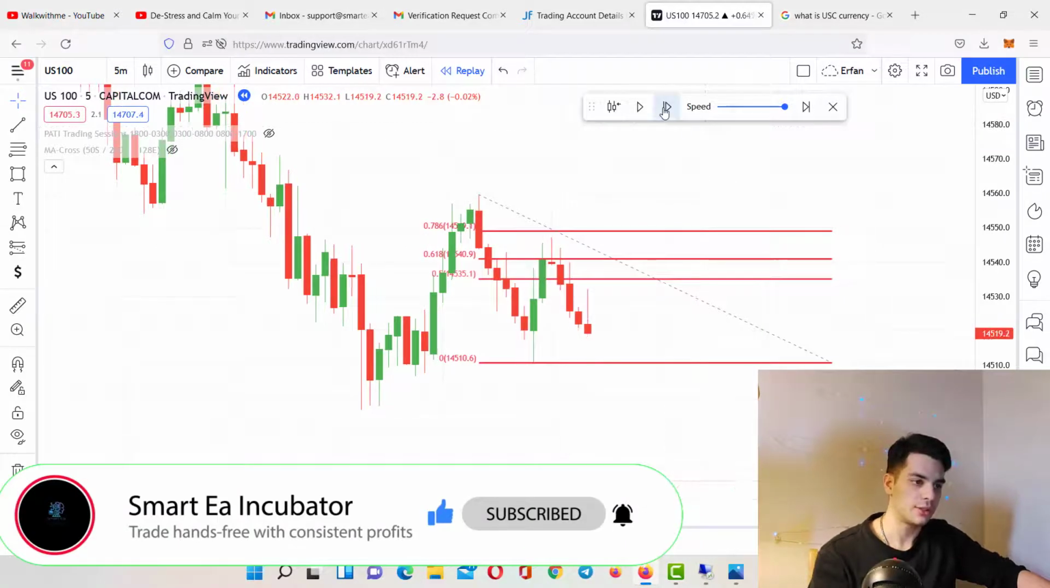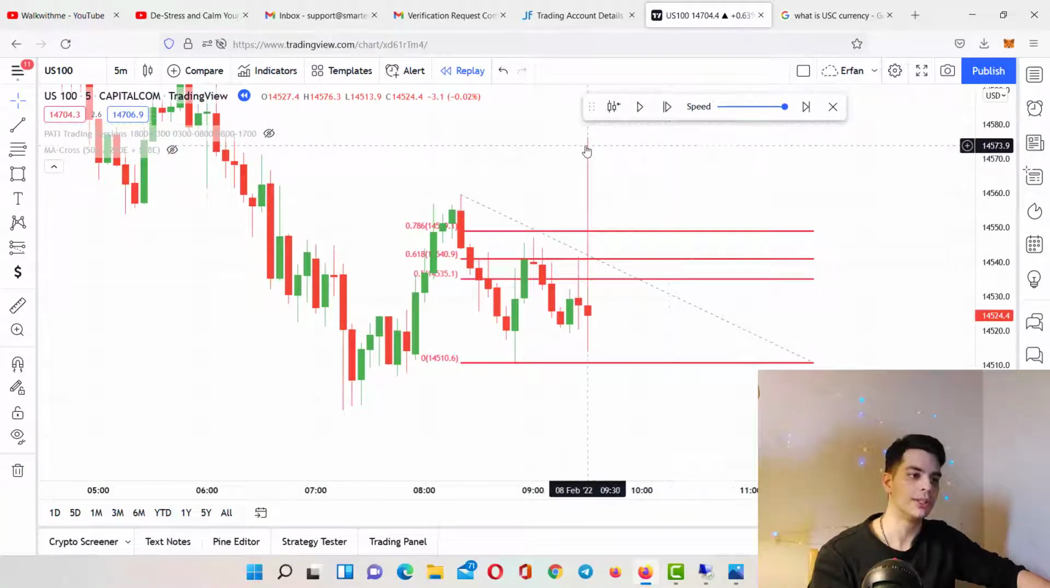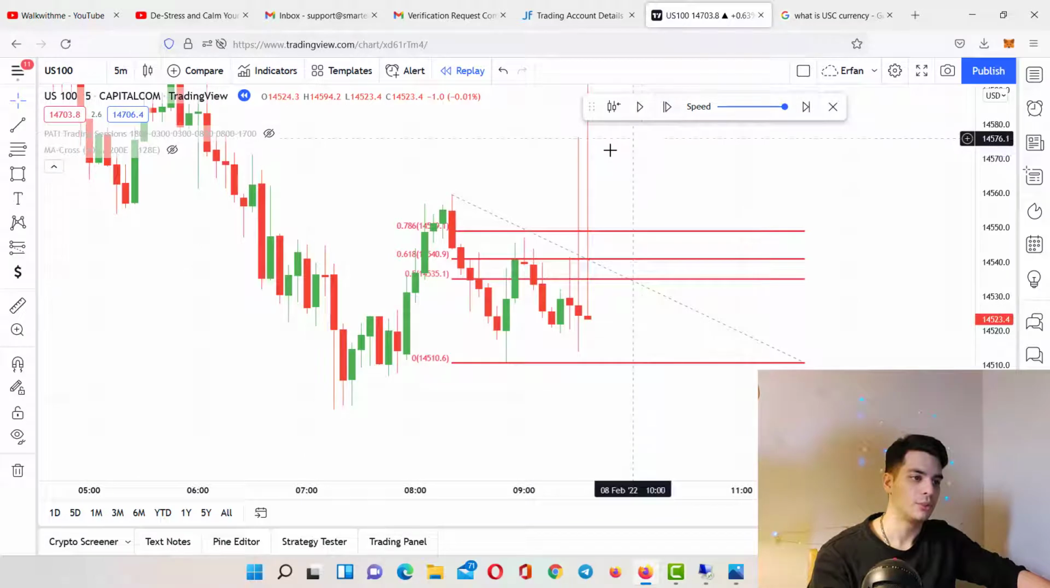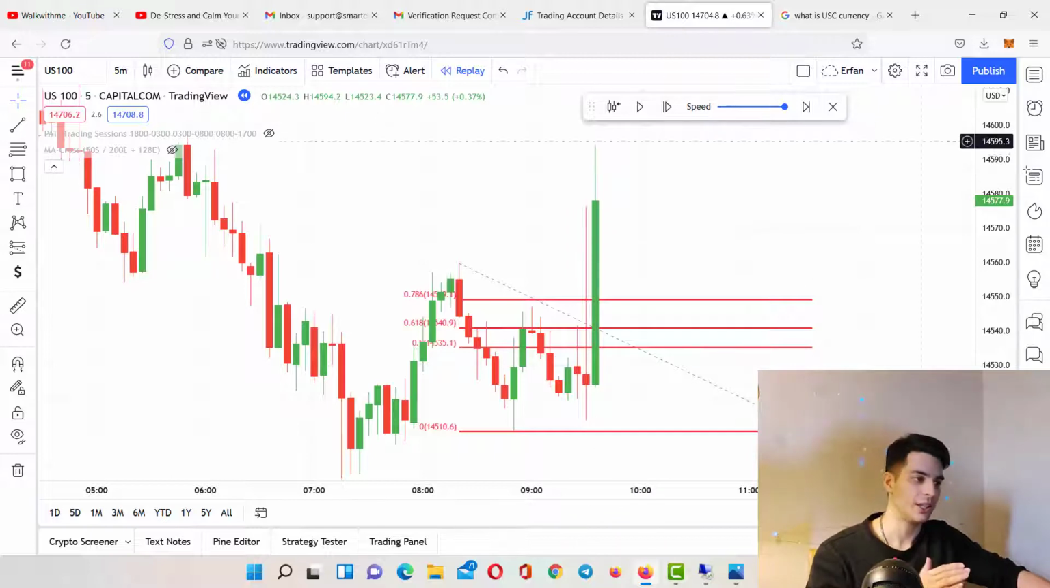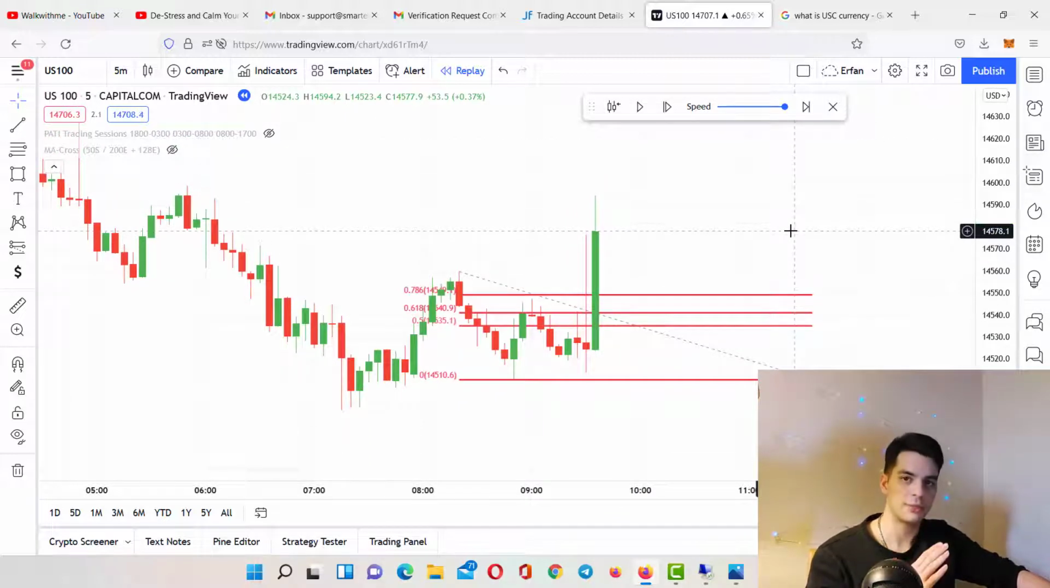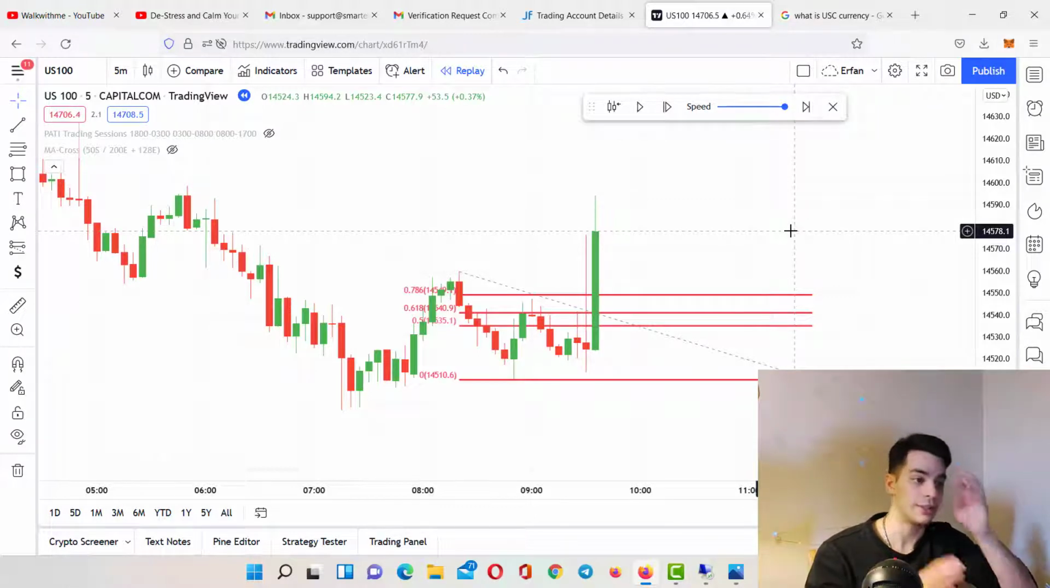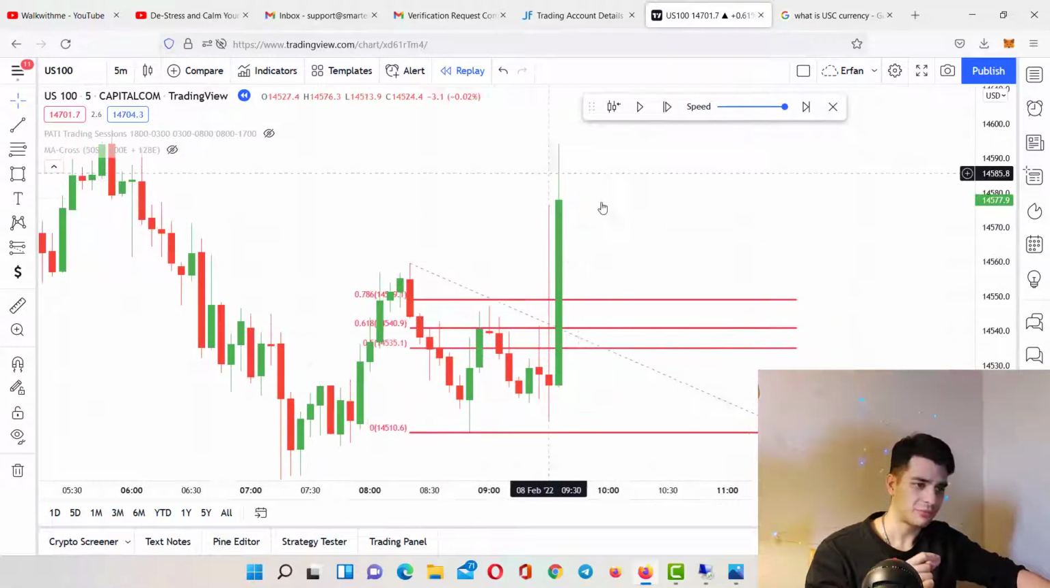At 9:15 I closed it. At 9:30, boom, look at this. Right after that, boom, look at this. Just because the market opened at 9:30, NAS100 is crazy. Literally 10 minutes before that and 10 minutes after that, please don't trade NAS100. And this is exactly what happened. I got out of the trade really quickly, and this is what happened.